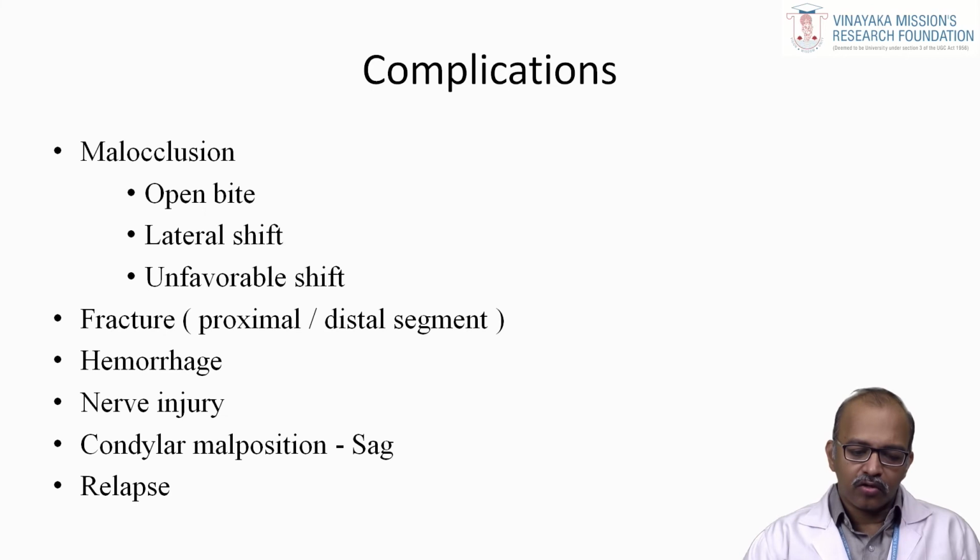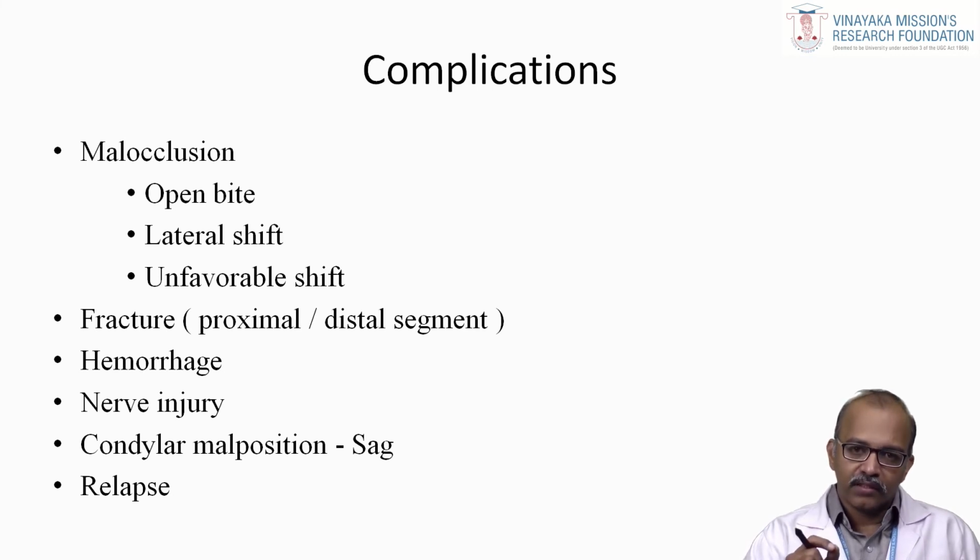Complications: malocclusion, open bite, lateral shift or unfavorable shift, a fracture in case of prying the mandible with the help of an osteotome. If we give excess force, what will happen is fractures will occur either in the proximal fragment or in the distal fragment. So, for minor fractures, we have to orient these fractures with small mini plates to bring them to the proximal fragment. We have to have only two fragments, proximal and distal.